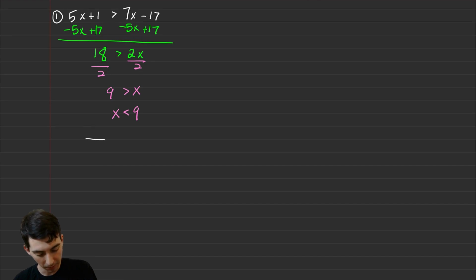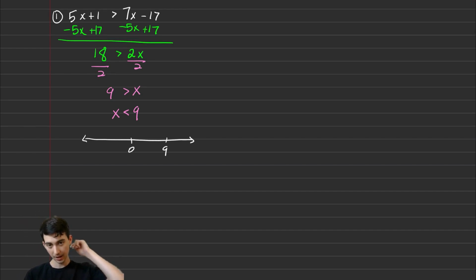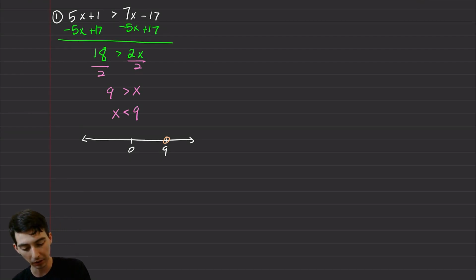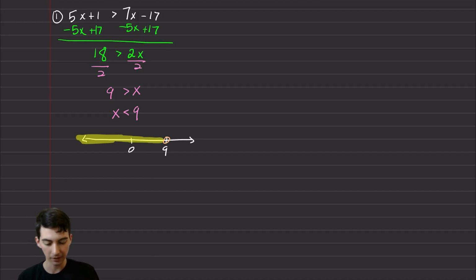So I'll draw my number line like this. I have 0 and 9 would be out here. Since I don't have that line underneath the inequality, I'm going to use this open circle around 9. And I want all the values less than 9, so that would be numbers like 8, 7, 6, all the way down to 0 and beyond. So that would be all of these values to the left of 9 like that.